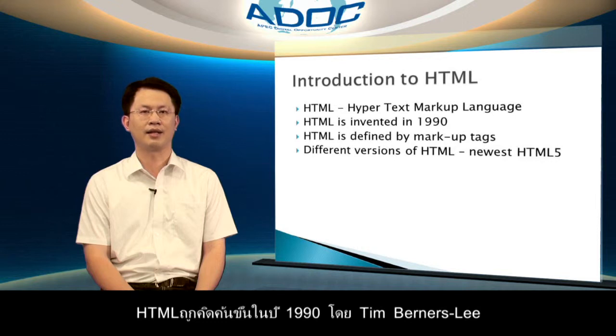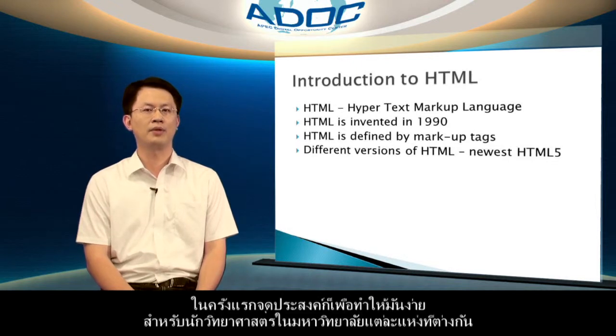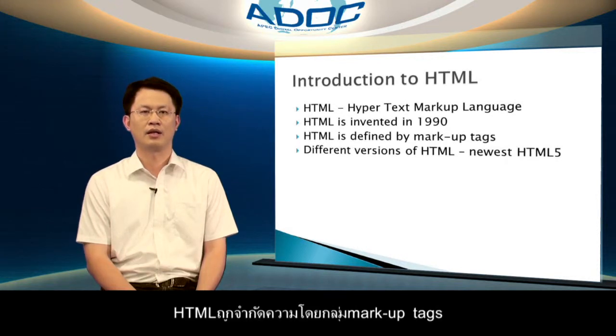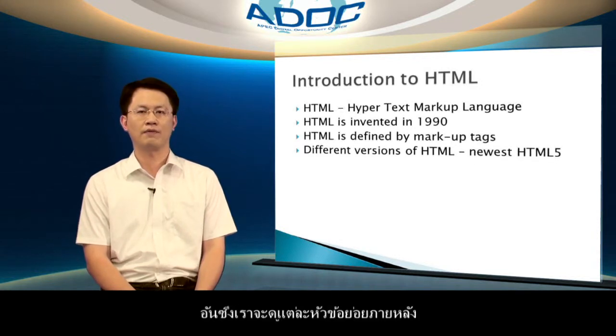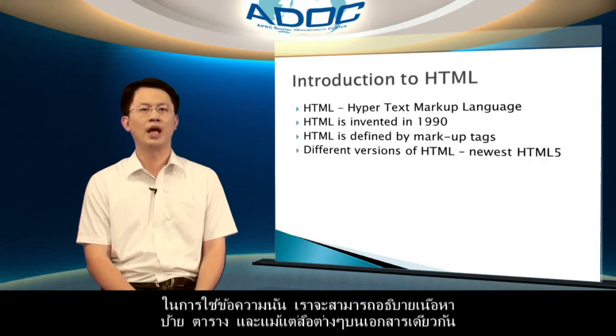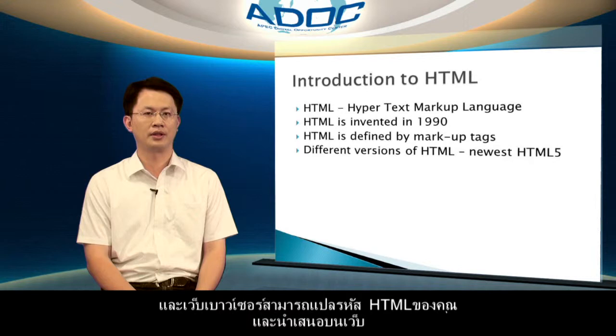HTML was invented in 1990 by Tim Berners-Lee. At first, the purpose was to make it easier for scientists at different universities to gain access to each other's research documents. HTML is defined by a group of markup tags, which we will look at each at length in the later sections. Using those tags, we will be able to describe text, labels, tables, and even multimedia in the same document. And the web browsers can interpret your HTML code and present it on the web.